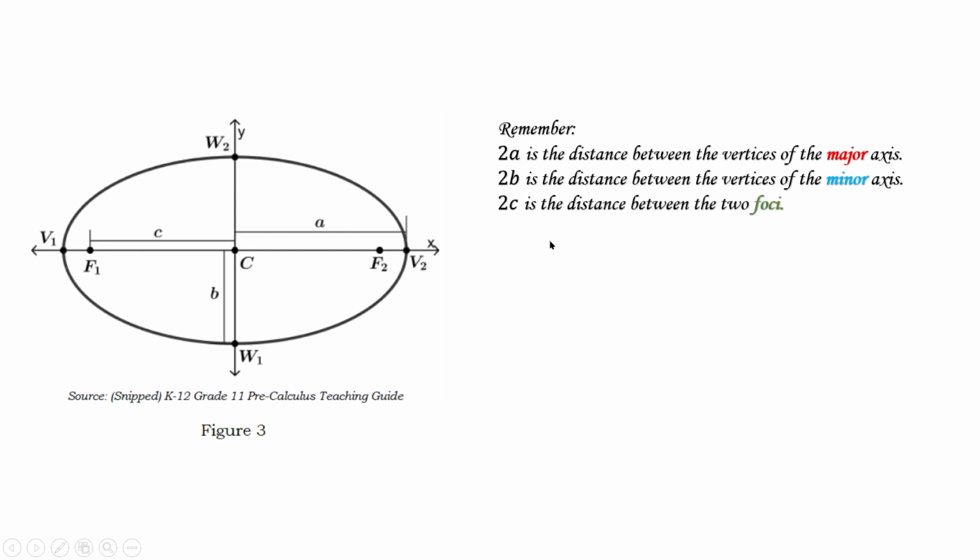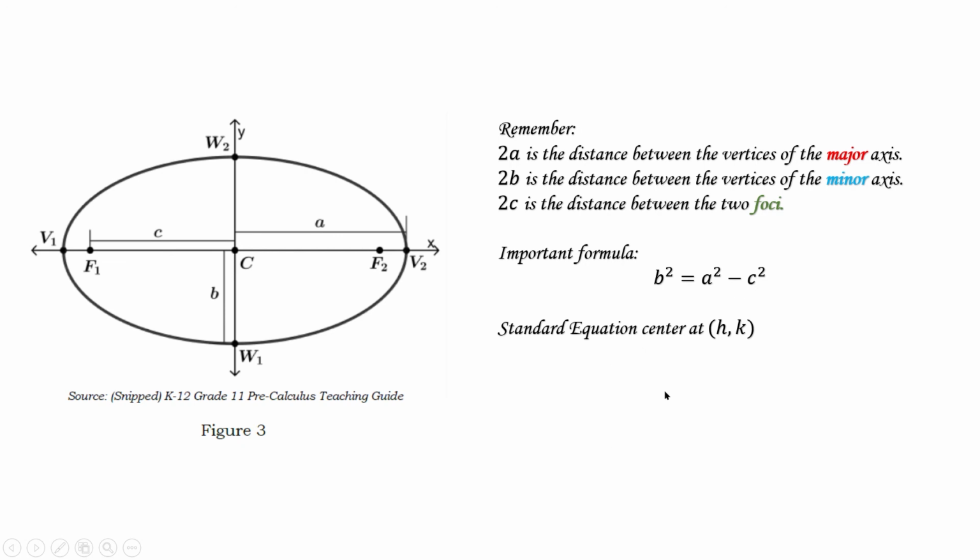And 2c is the distance between the two foci. So from focus 1 to focus 2 is our 2c. If we divide that by 2, that is the distance from the center to the focus, so that is our c. Important formula: b squared is equal to a squared minus c squared.